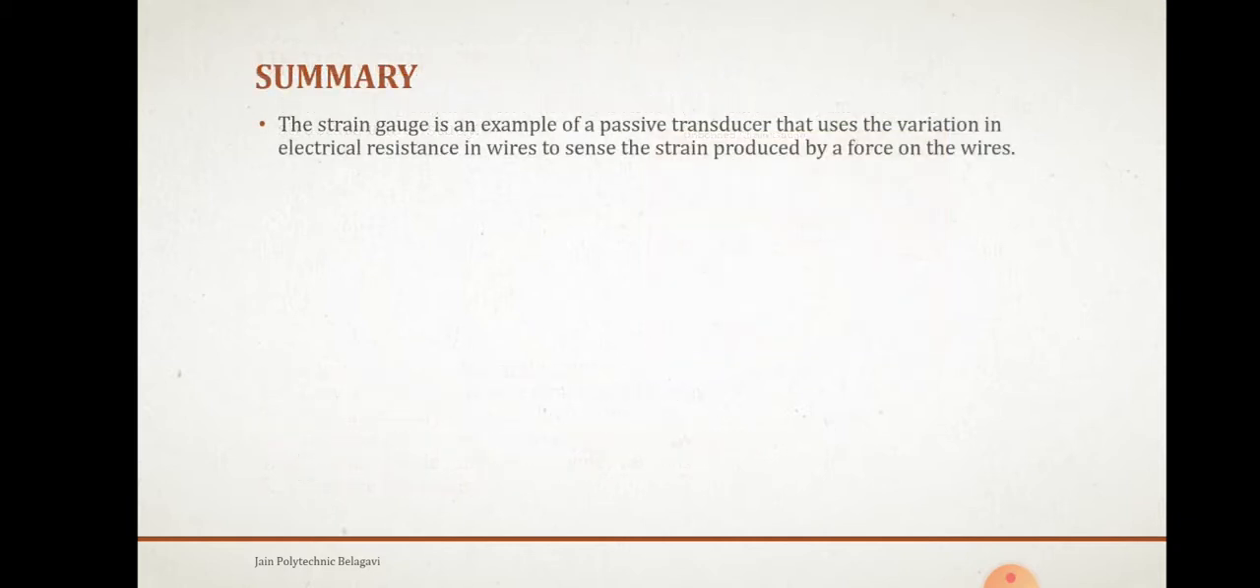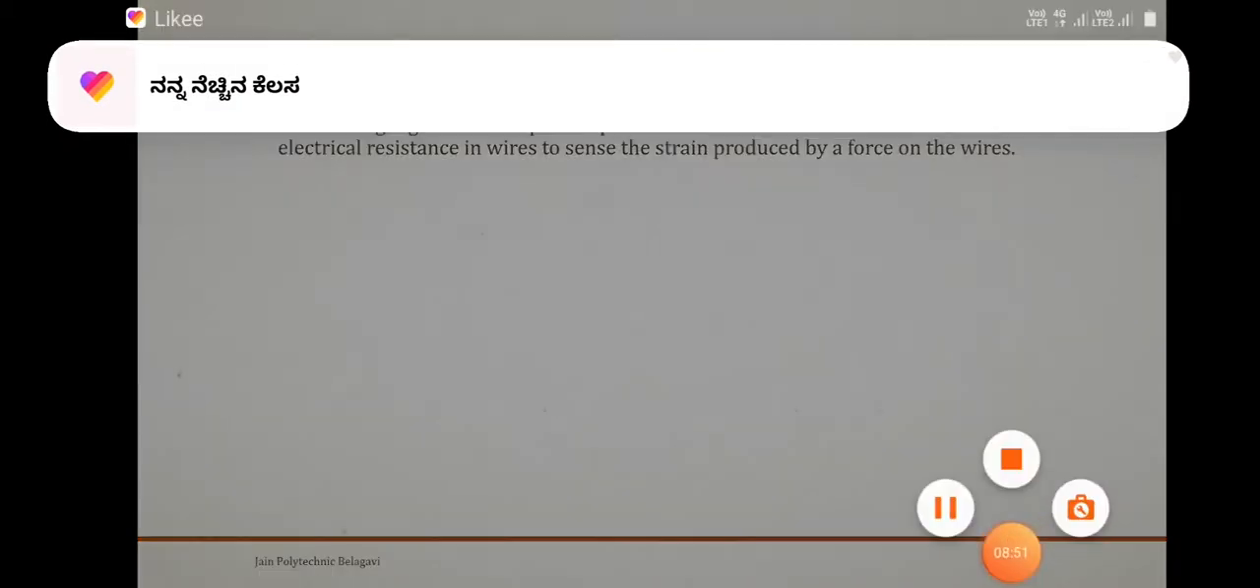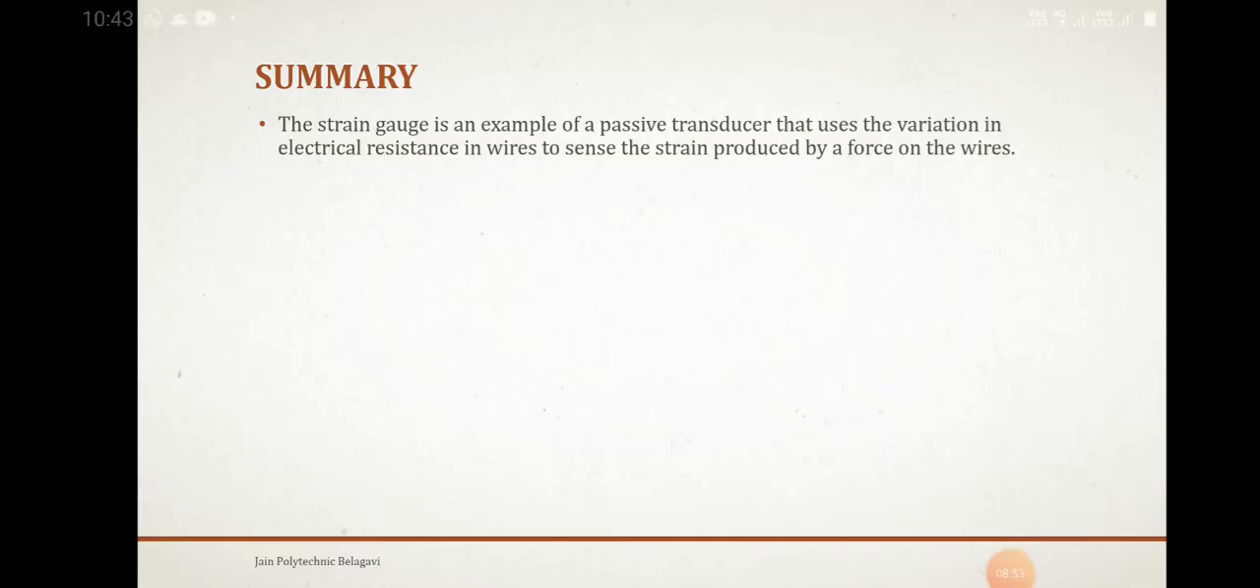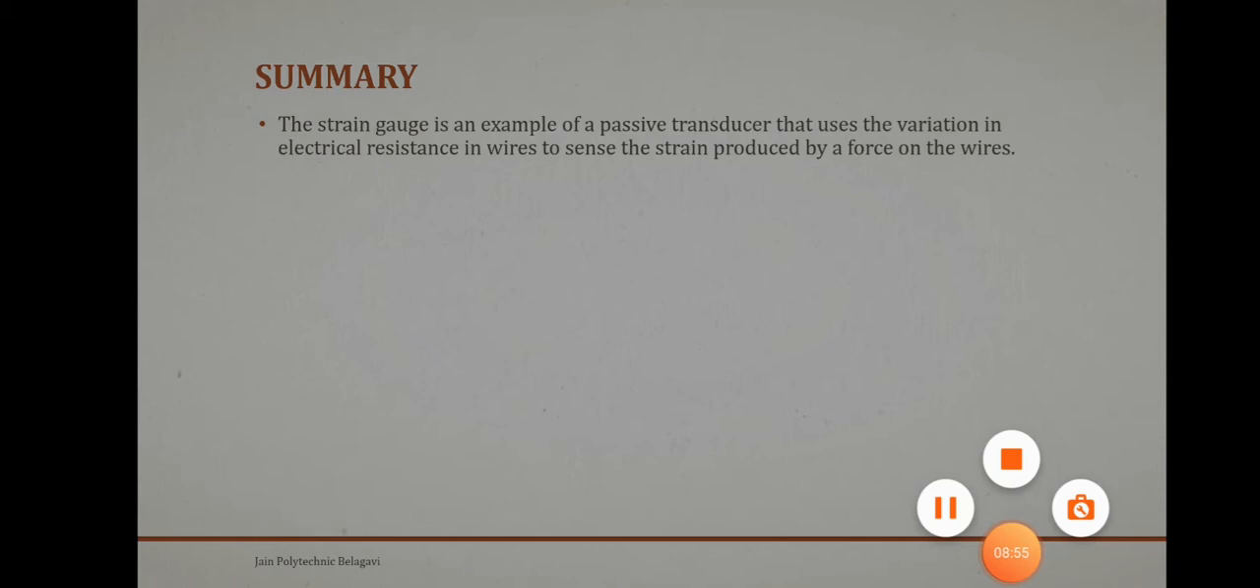Next, what all have we done? Summary: the strain gauge is an example of a passive transducer that uses variation in electrical resistance in wires to sense the strain produced by a force on the wires. So with this we are completing this lecture 3.